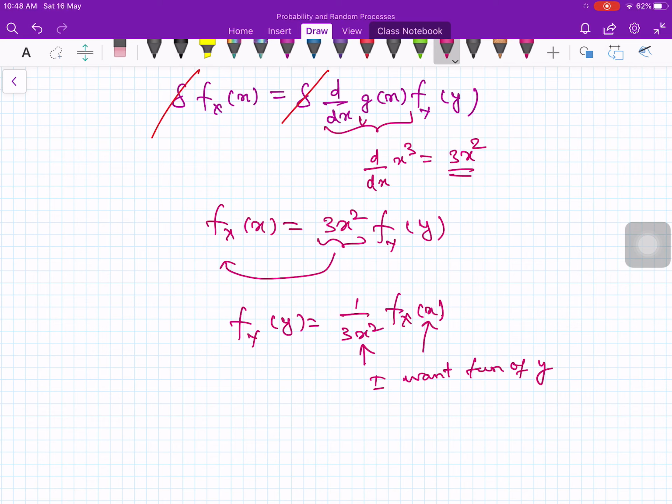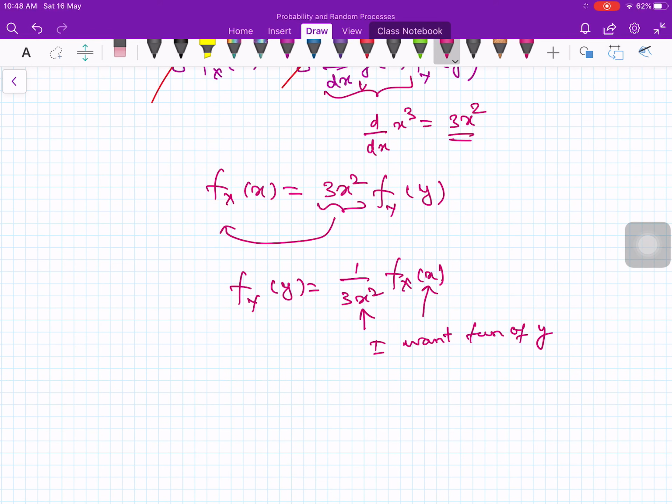Therefore I need to eliminate the x's. I am going to eliminate the x's using the correspondence here. What is the correspondence here? That inverse formula is going to be x equal to cubic root of y. So you replace this y on this one. So f_Y(y) is 1 over 3 y to the power 2/3, and f_X(y^(1/3)). So this is the formula.